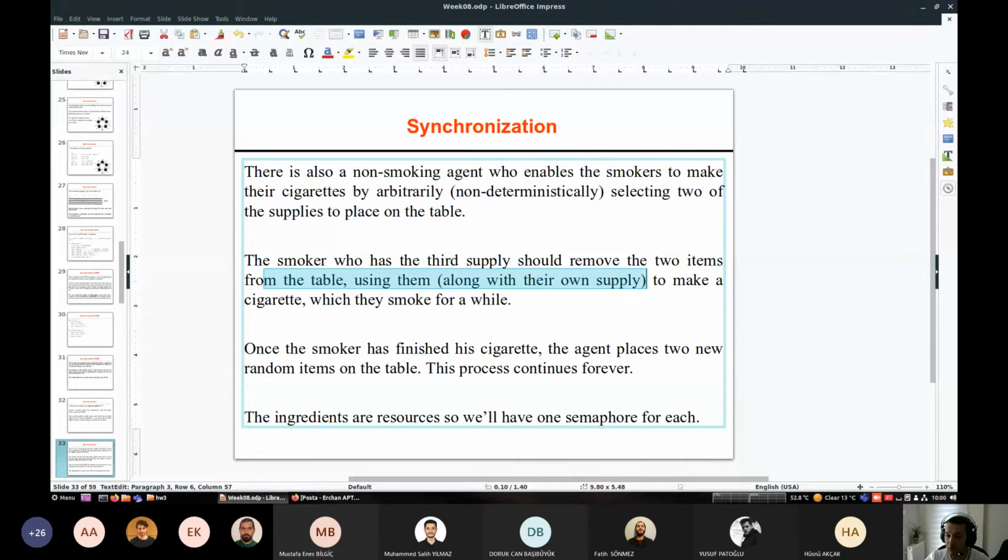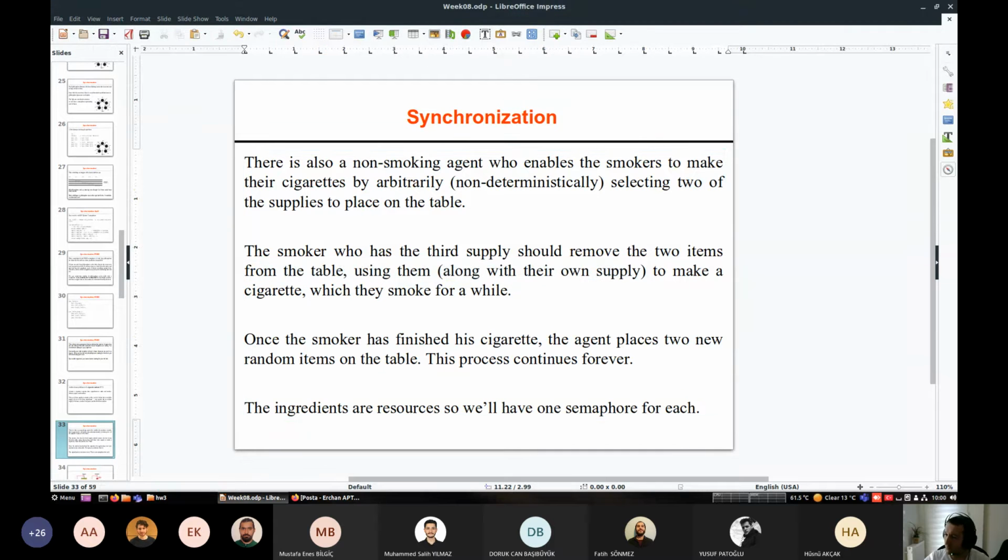Now, the ingredients here are the resources that the agent is bringing to the table. So we'll need to protect them. So we'll need to have one semaphore for each. And I believe that you can guess what can go wrong in this scenario. Now, do you have any questions so far about the premise, about the problem itself? Have you seen this in the operating system course?